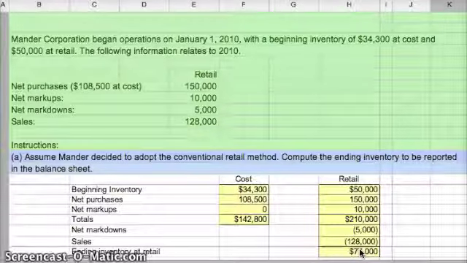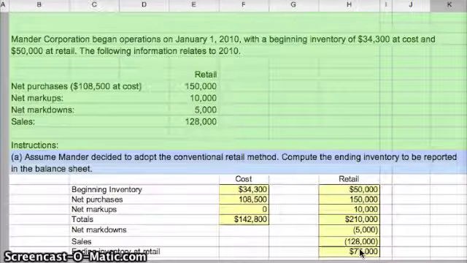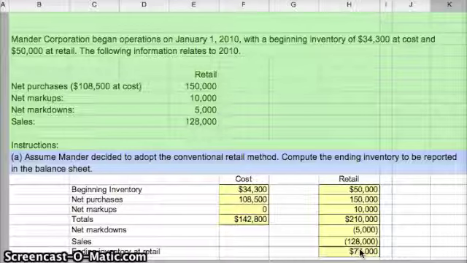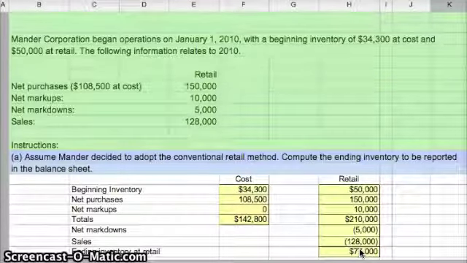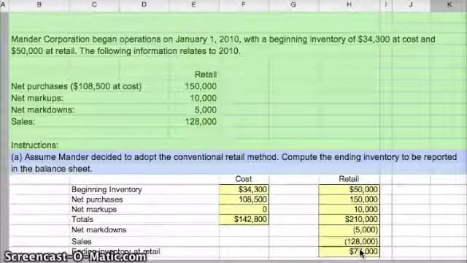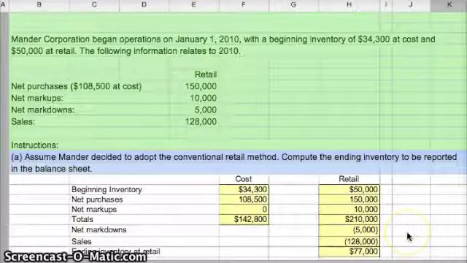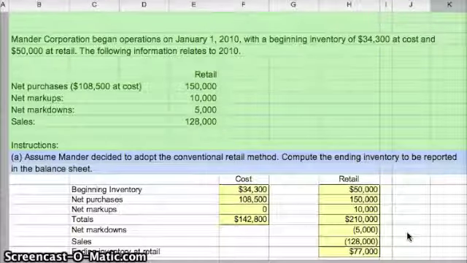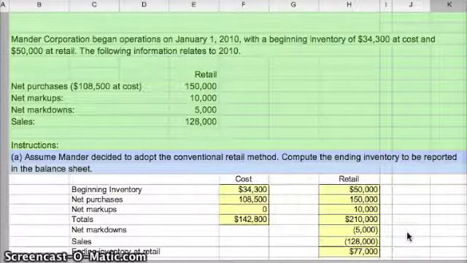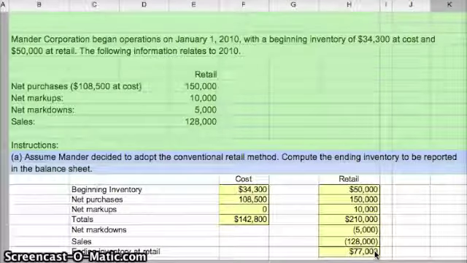So for the first part, you need to calculate ending inventory at cost using the conventional method. Now, whenever I hear the word conventional, I automatically think boring. But besides that, I think to myself, it means no markdowns in the ratio. And I actually write that down and make a note of it so I remember. We know ending inventory retail is 77,000.